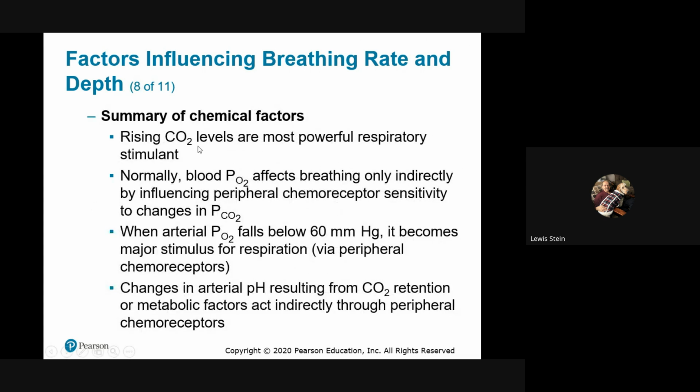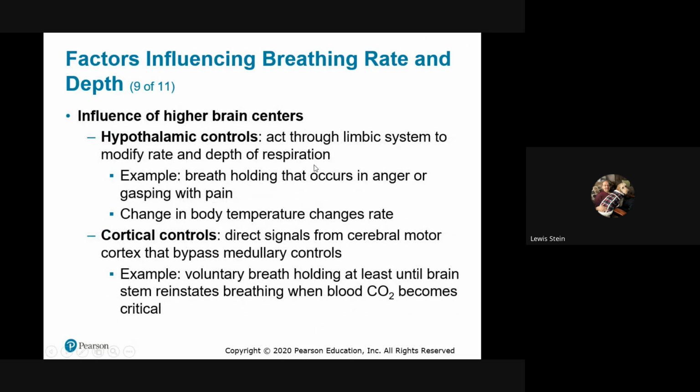And so CO2 levels are most important. PO2 is affected only indirectly by way of the chemoreceptor sensitivity to changes in PCO2. Again, if it falls below 60, big problem. And then there are other brain centers that certainly play a role in it.